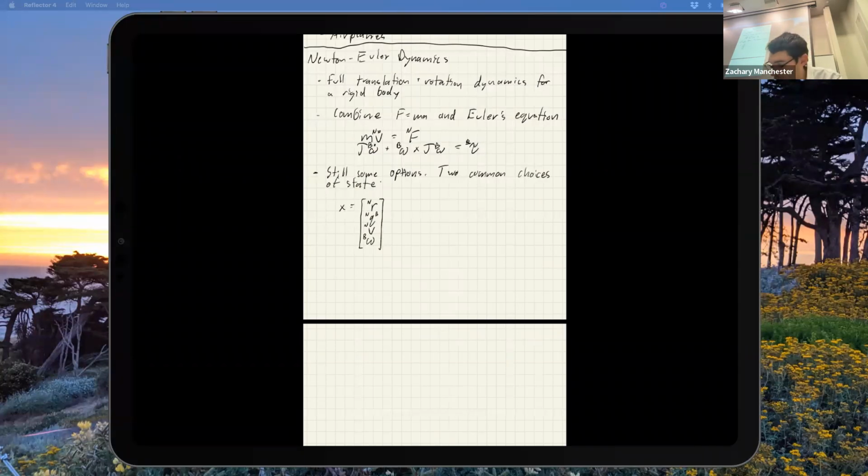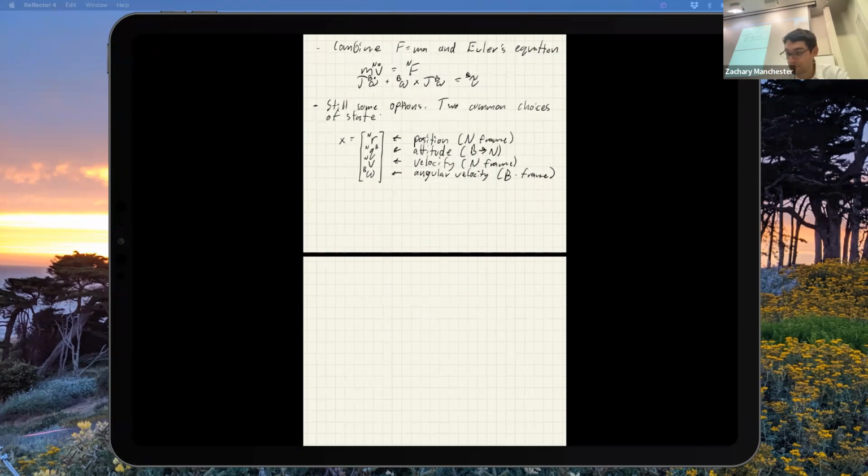Just to be super clear about this: position, N frame; attitude, B to N; velocity, linear velocity obviously, N frame; and then angular velocity in the B frame.